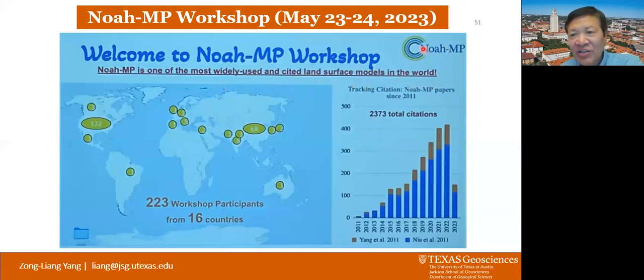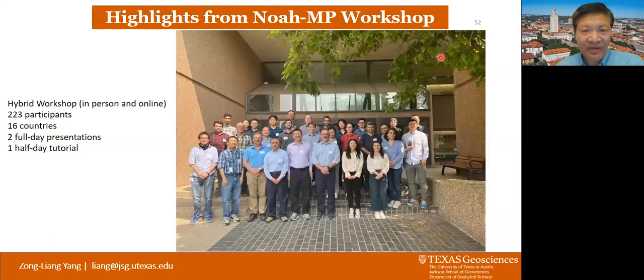By the way, this is a new logo confirmed at the workshop. For those of you who want to use NoahMP in the future or in presentations at conferences, please use this new logo. This C represents community, and different colors represent different processes, from soil to vegetation and to the environment. So this is the photo taken during the workshop.